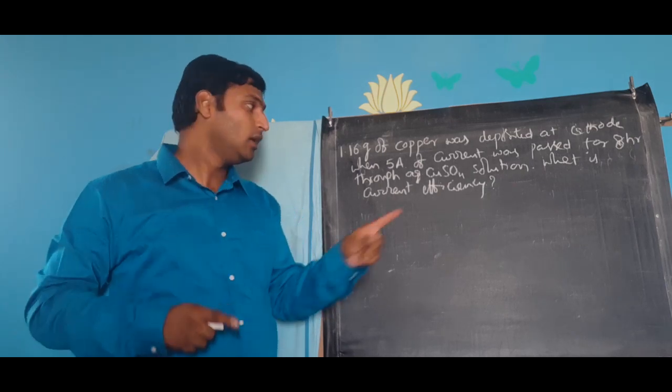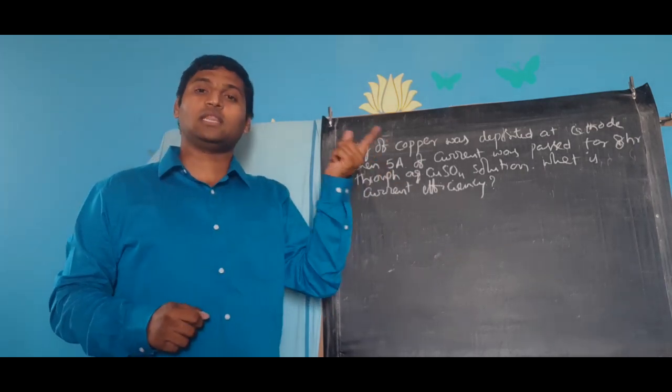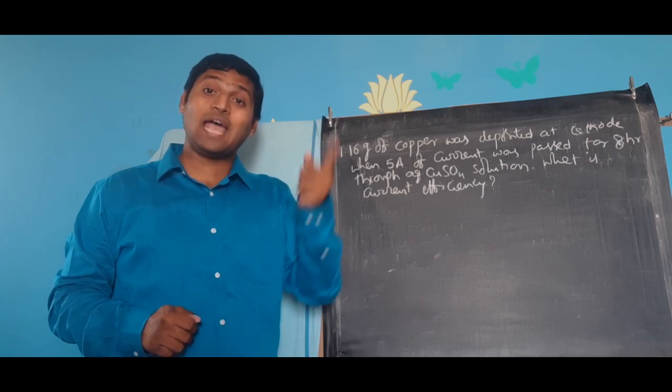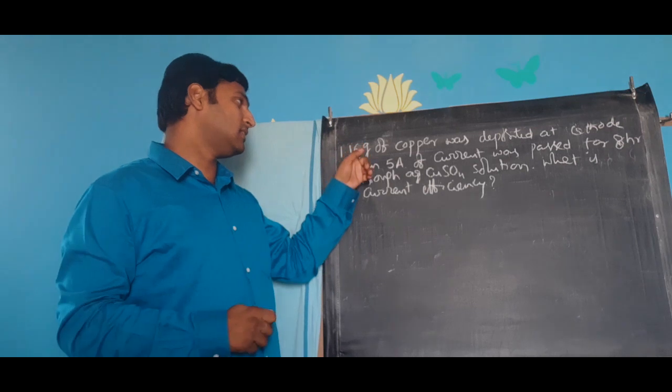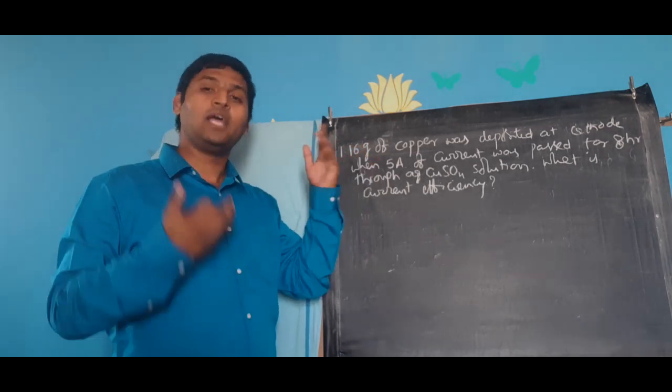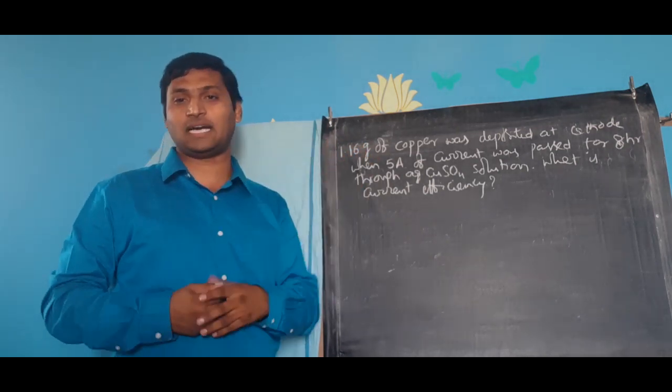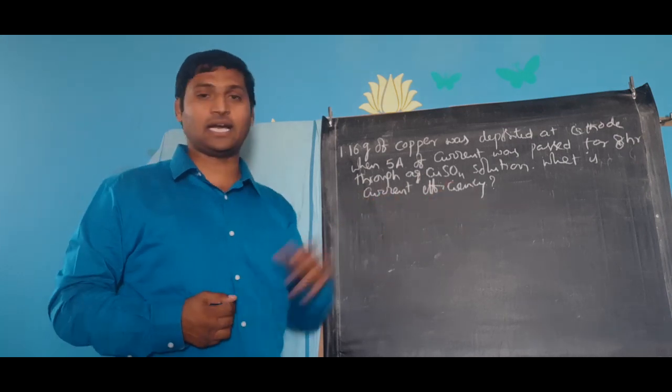Now what do we do? We find out the quantity to be produced as per Faraday's law, and that will be more than this 16 grams, obviously. Now take the ratio and get the current efficiency. So he is asking you the current efficiency.